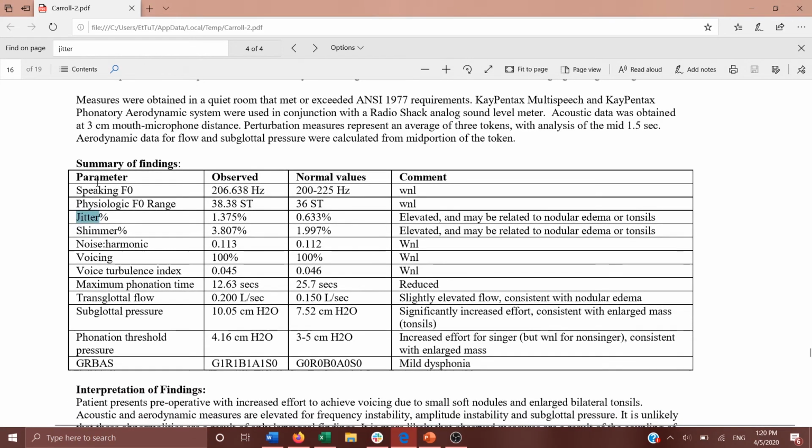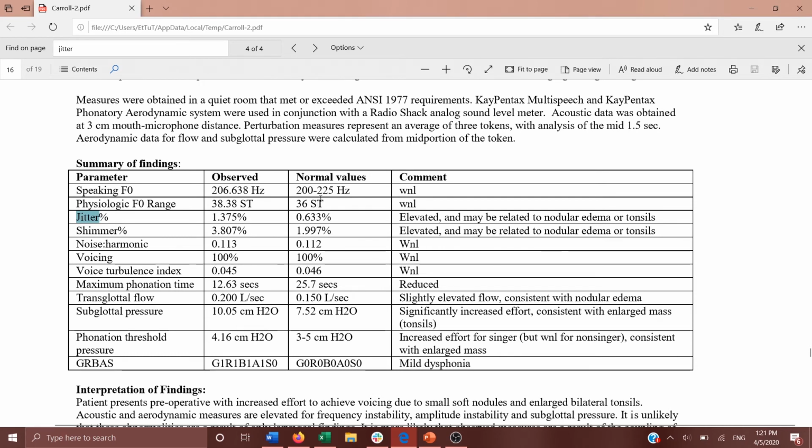So both jitter and shimmer can be used to predict nodular edema or inflamed tonsils. So nodular edema would be vocal nodules or nodes. We've talked about those. If you had my anatomy class, you should know about those. Inflamed tonsils, we talked about that as well. And both of those can be used to determine what's going on there. So nodes and inflamed tonsils are going to bump up your jitter and shimmer values.